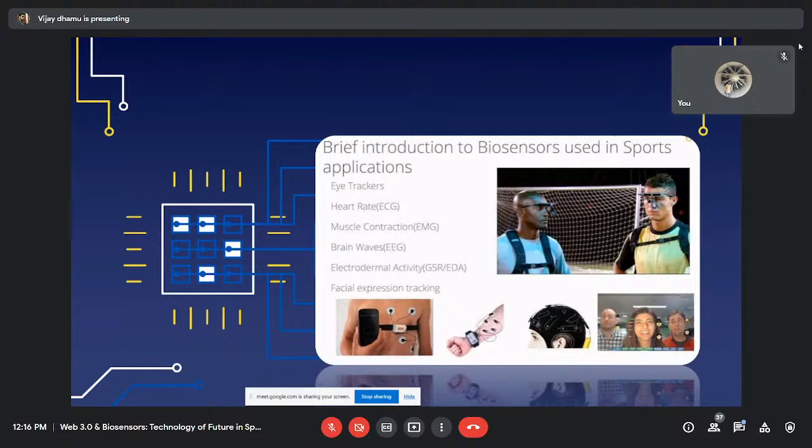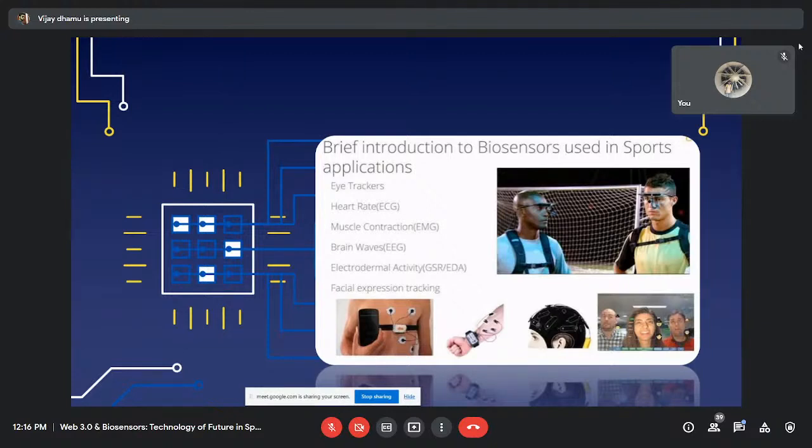One of them is the eye tracker, where we measure how we are moving our eyes, how fast we are moving, where we are seeing, and how long we are seeing. Those can be measured. And heart rate. Heart rate can be measured by using ECG. ECG is nothing but electrocardiography. And muscle contraction can be measured using EMG, electromyography. And brain waves. You can also measure the brain activation using EEG, electroencephalography, and electrodermal activity. It is galvanic skin response.